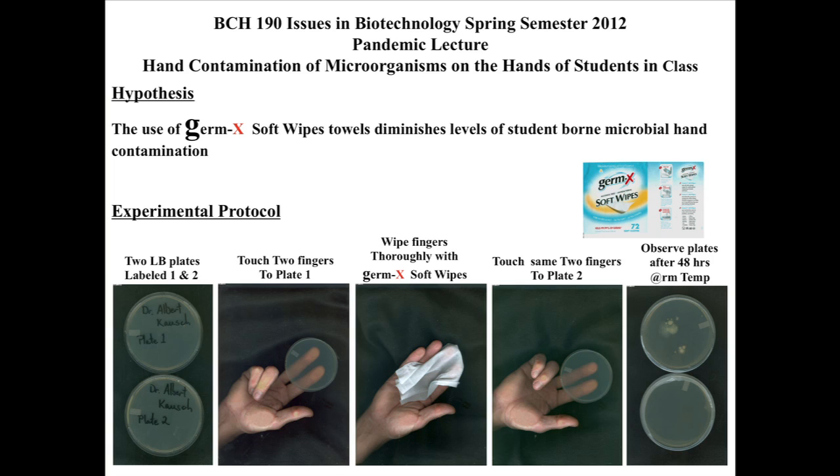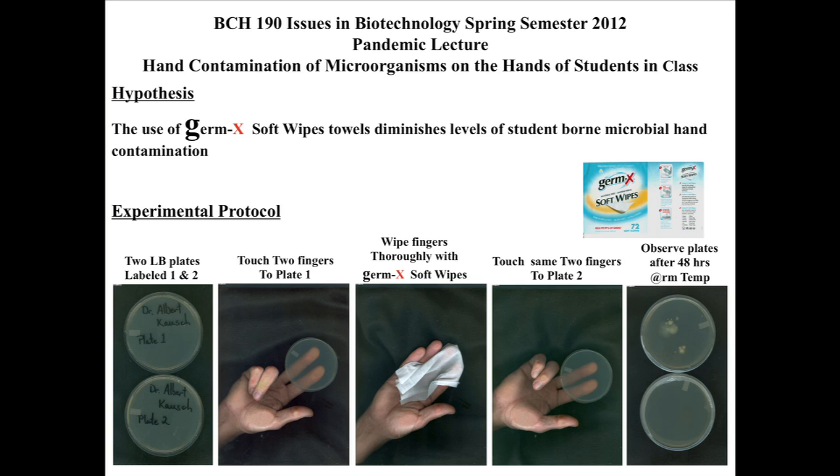So in this class, I have been known to hand out Petri plates containing solidified Lauria broth with agar, and every student gets their own 2 Petri plates and a supply of Germ-X soft wipes. Germ-X controls microbial hand contamination, or does it? So the hypothesis was stated: the use of Germ-X soft wipe towels diminishes the level of student-borne microbial hand contamination.